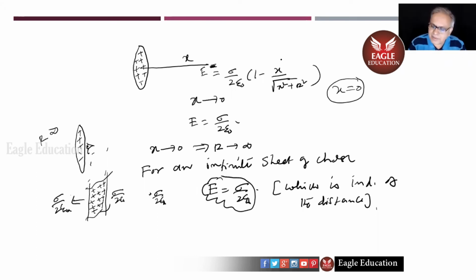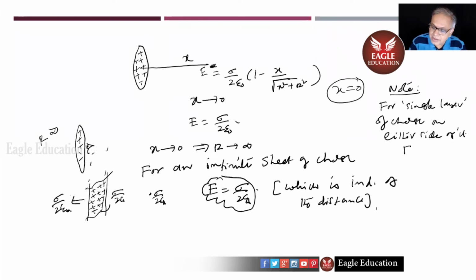So finally, one statement I'll make here, note. For a single layer of charge, this disk is a single layer of charge, on either side of it, E equals sigma by 2 epsilon 0 very near to it. This is one statement I would like to make.